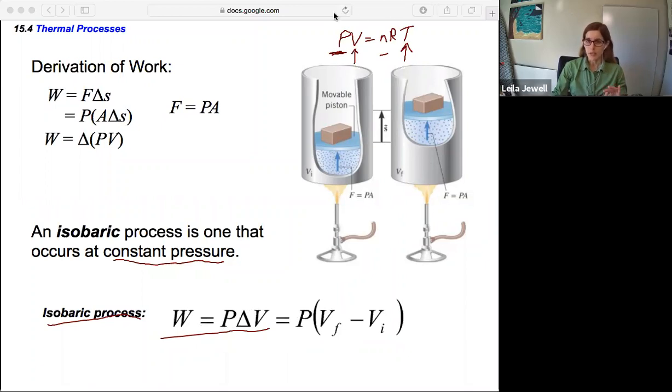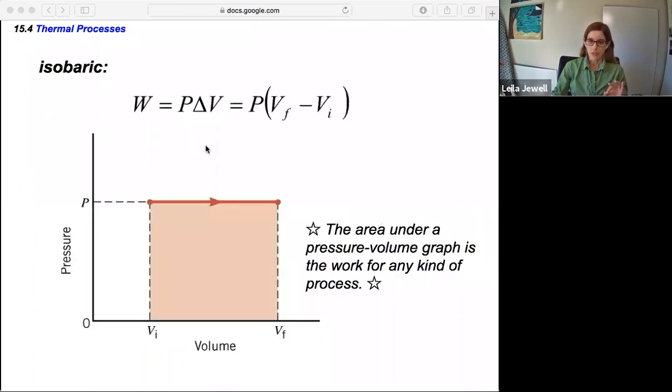Another way you can think about calculating this work, which we'll see is actually a general result, is if we take that same equation for work equals P times delta V, and we construct something known as a pressure volume graph, sometimes abbreviated as a PV graph. PV graph, PV diagram, those are all terms used to describe this. It's just a graph with pressure on the vertical scale and volume on the horizontal scale. That's where we get PV.